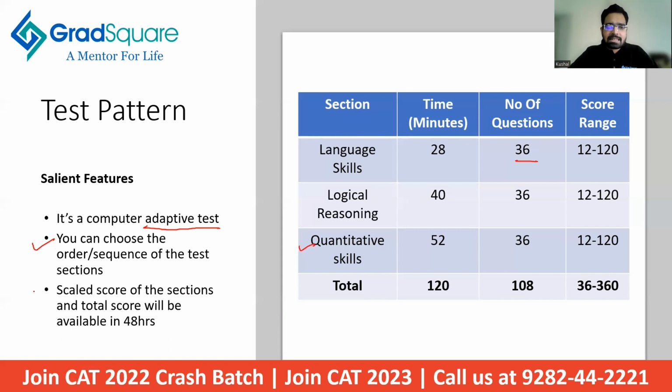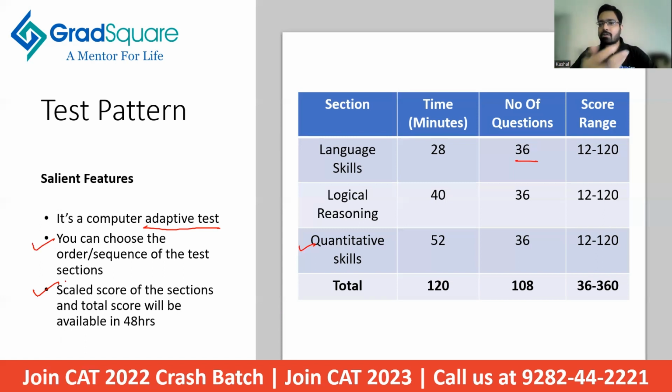Now, the scale scores of the sections and the total score will be available to you within 48 hours of this paper. That reduces a lot of anxiety in terms of knowing your score, but that does not mean that you will have the cutoff for the particular paper for this entire exam season. For the cutoffs you will have to wait a lot longer, but your scores will be available within 48 hours of you writing the paper.